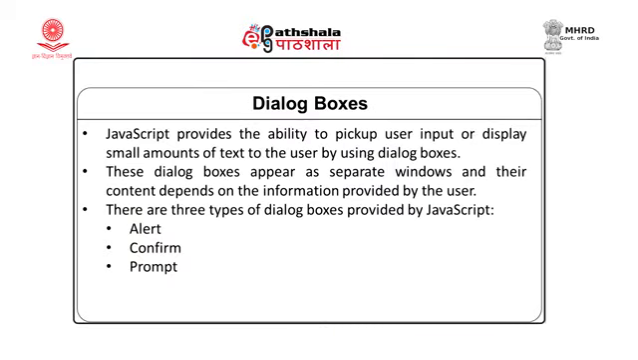The last dialog box, which is prompt, is used to get input from the user. It displays a dialog box where you can type some input, and once you finish typing, you can press the OK button to submit your input to JavaScript. So, these are the three dialog boxes that you can use to capture input from the user, to notify the user about some action, or to confirm the action of the user.